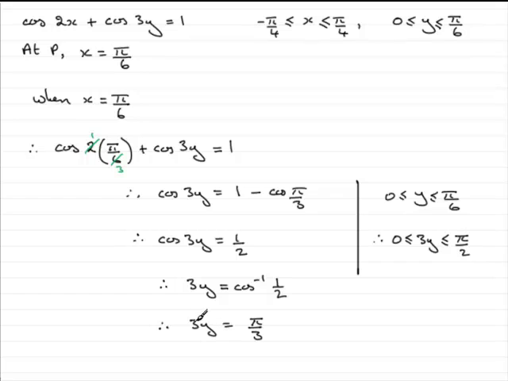Now all I need to do is simply divide by 3 to get what y is. So if we divide by 3, we end up with y equaling pi over 9. Okay, well that brings us to the end of this part of the question.